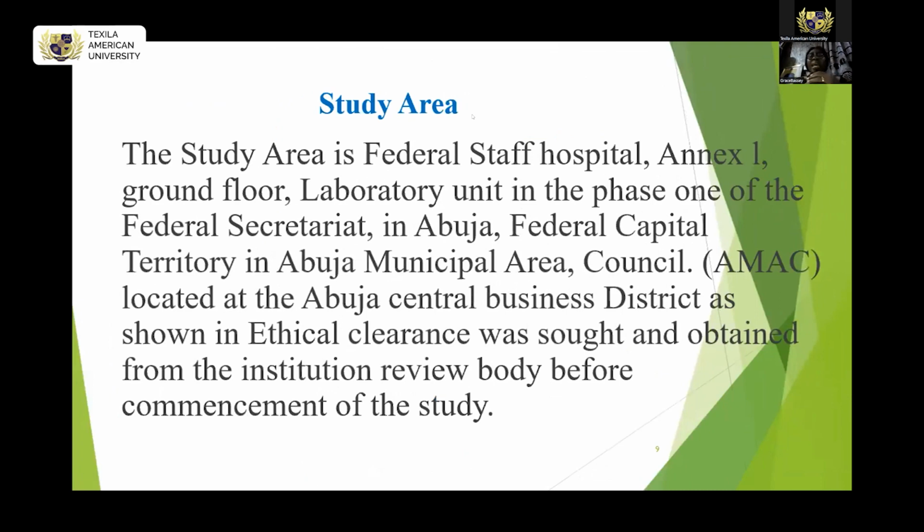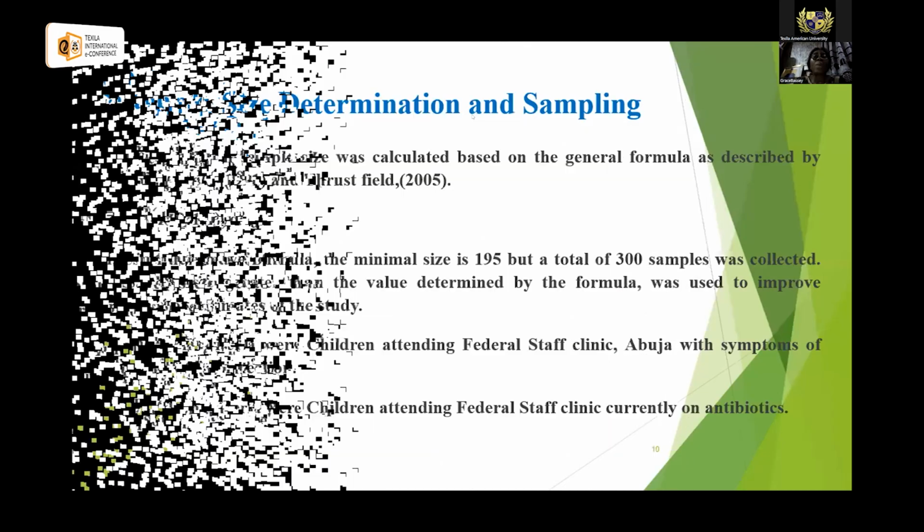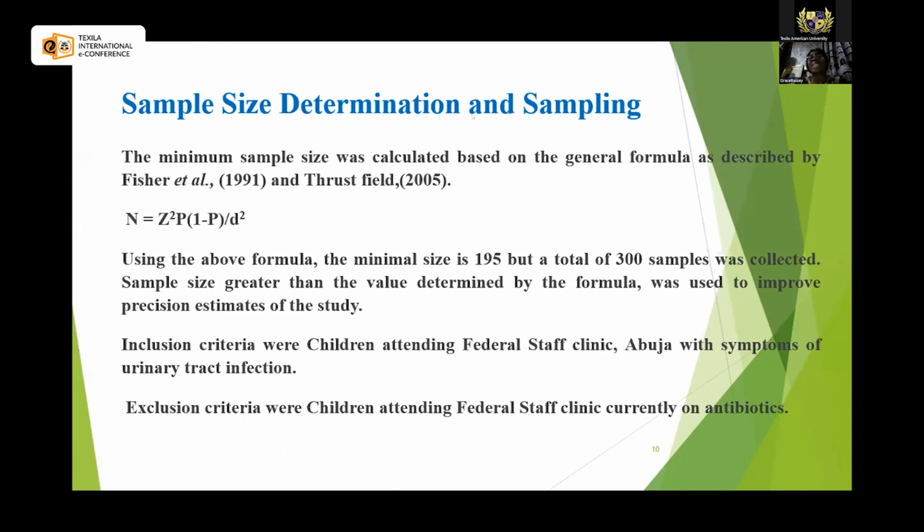Then my study area. The study area is the Federal Staff Hospital, Abuja, ground floor, Federal Secretariat, in the laboratory unit. I was the head of the laboratory there, so I was opportune to have contact with most of these children coming into the hospital. It also shows the ethical clearance. Ethical clearance was sought and obtained from the institutional bodies, and it was reviewed before the commencement of the study. So now we are going to the sample size determination and sampling.